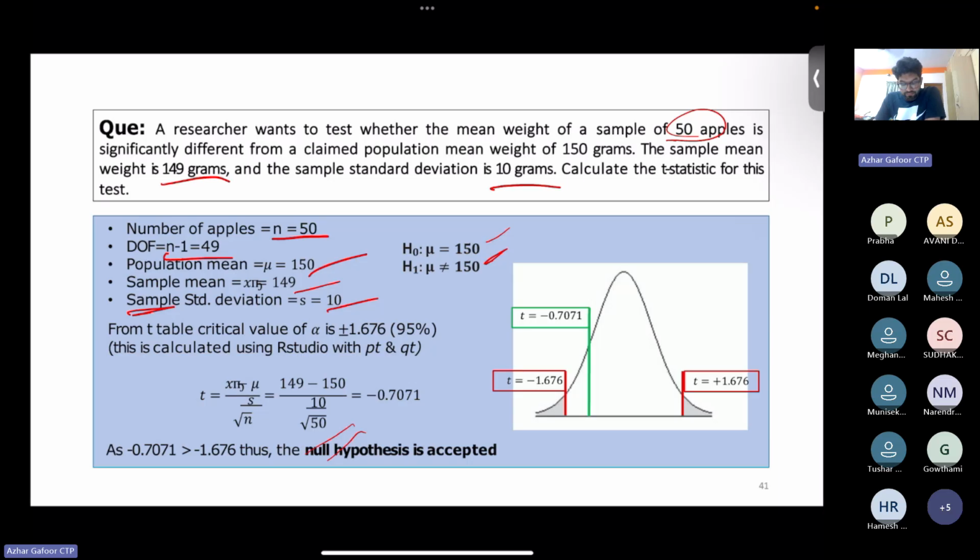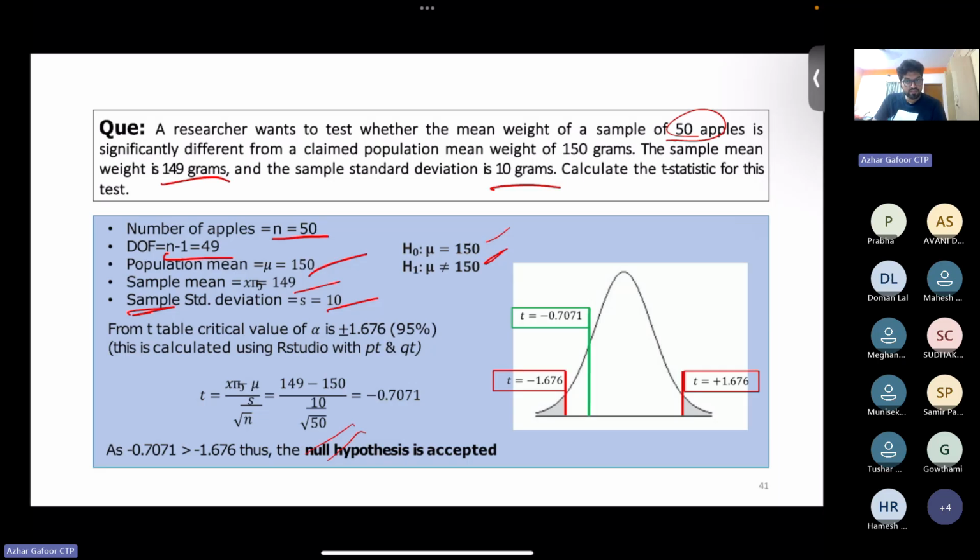Because the researcher just wants to see if the sample mean weight is different from the population weight. So he does not want to see if it is higher or lower. He does not want that.